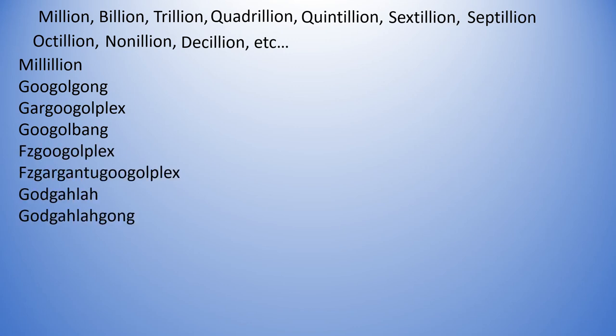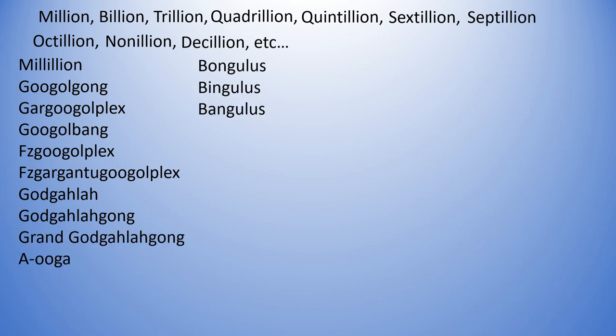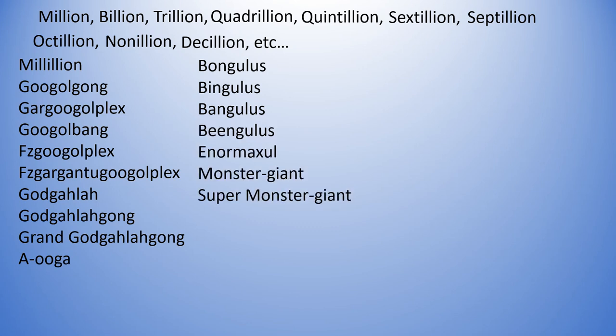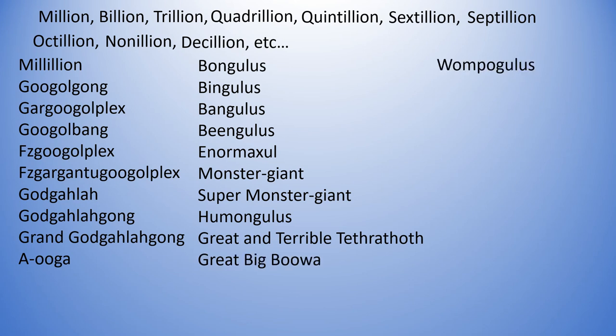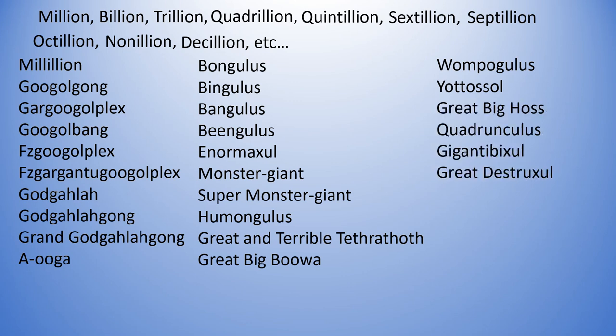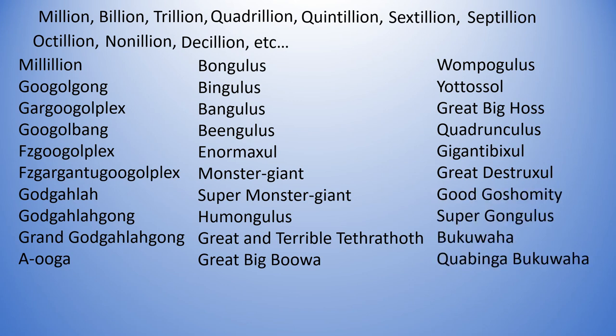So we have the Googolbang, the Googolplexplex, of course, the Godgahlagong, Grand Godgahlagong, Auga, Bongulus, Bingulus, Bangulus, Beangulus, Enormaxil, Monster Giant, the Super Monster Giant, the Humongulus. One of my favourites next, the Great and Terrible Tethrathoth. Sounds like something out of Doctor Who. The Great Big Booah, the Wompogulus, the Yotossel, the Great Big Hoss, the Quadrunculus, the Gigantibixel, the Great Destruxel, the Good Goshometty, the Super Gongulus, the Bukuwaha, and the Quabinga Bukuwaha.